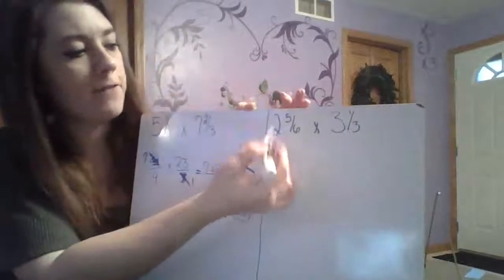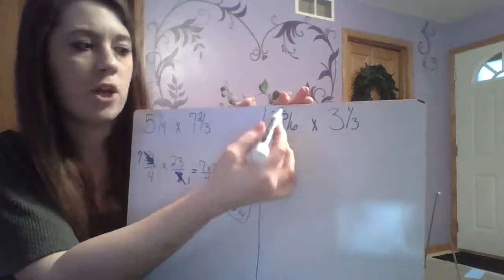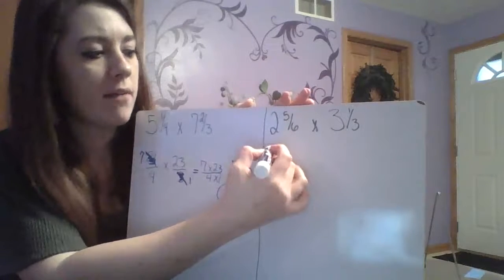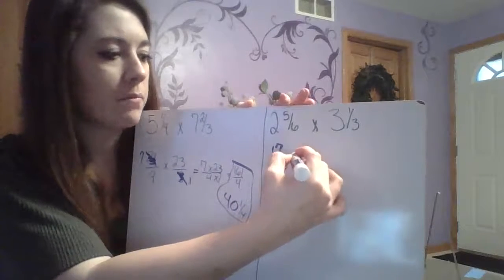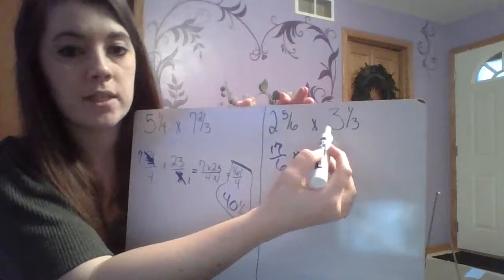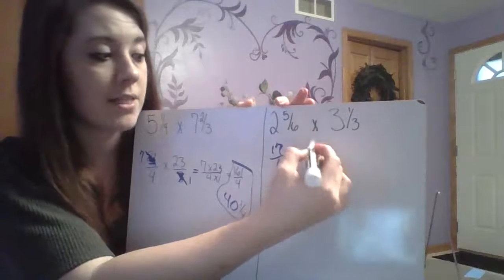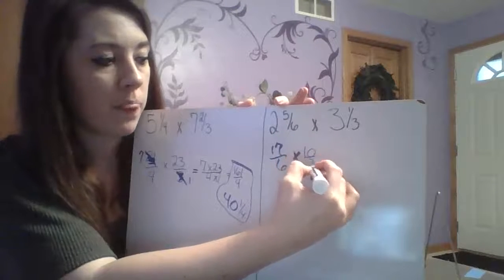All right, and the last one we're going to look at today. So we have 2 and 5/6, so we're going to take the 6 times the 2, which gives us 12. 12 plus 5 is 17, so we have 17 sixths times 3 and 1/3, so we multiply our 3's together, we get 9. 9 plus 1 is 10, so we end up with 10 over 3.